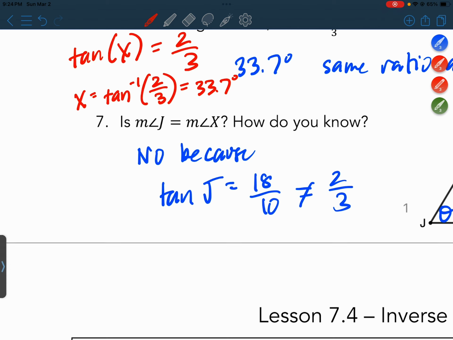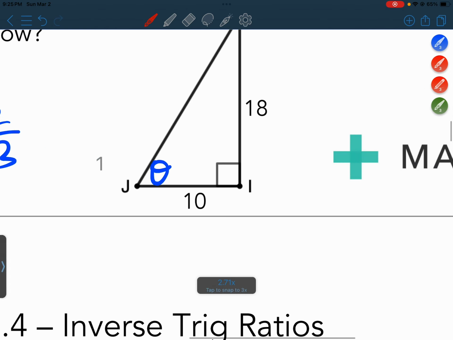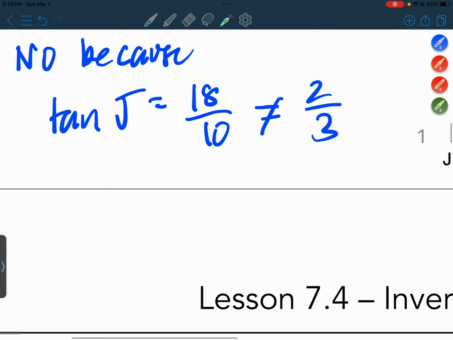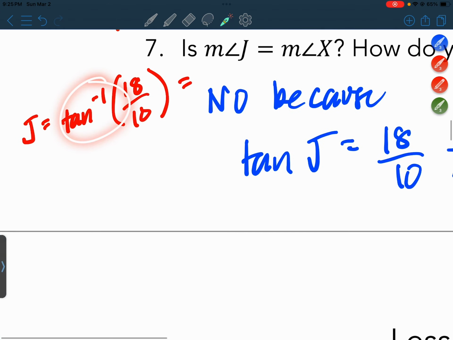So we could say that angle J, we're going to use the tangent inverse button, sorry. And then we'll put in the ratio, which we know is 18 to 10. And then the calculator should tell us the angle measure. Now, why am I using the tangent inverse button? Why not the sine inverse or the cosine inverse? Because the sides that we know are the opposite side and the adjacent side. So the ratio 18 to 10 is the tangent ratio, and that's why we're using the inverse tangent button.